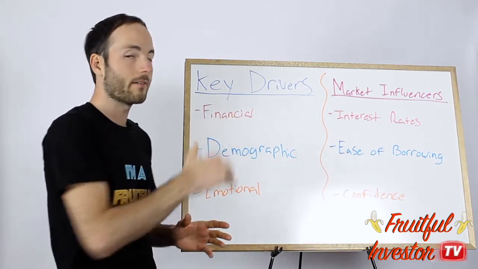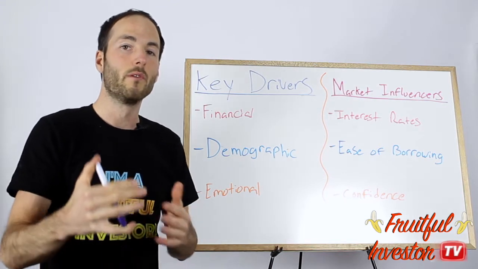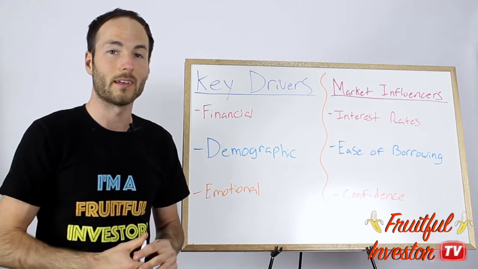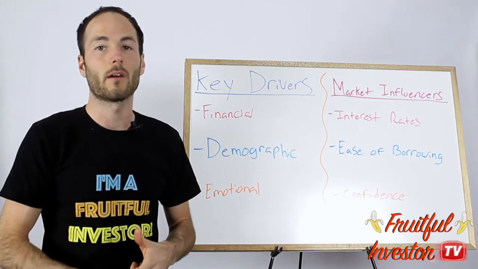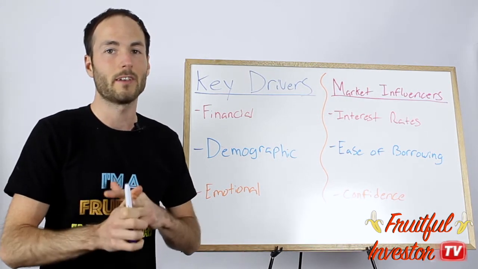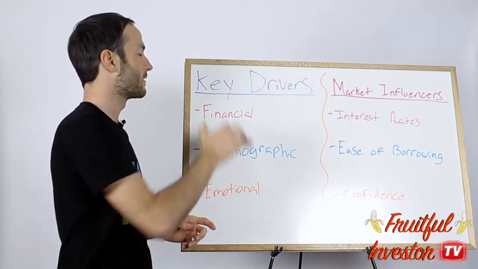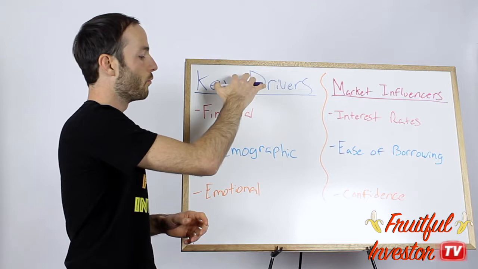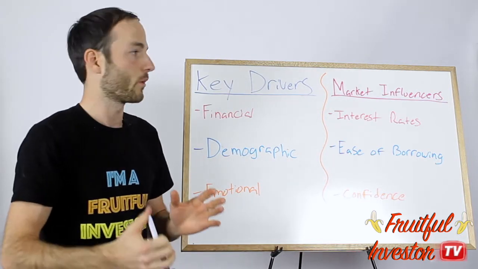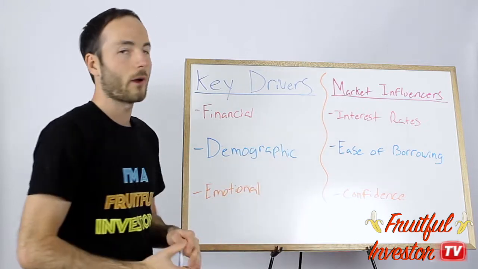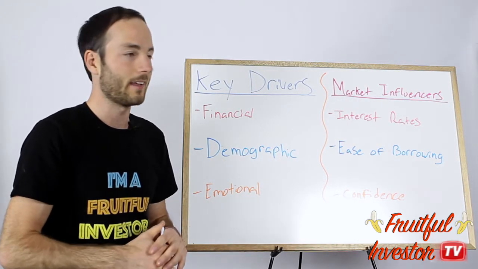Now, the key drivers are the things that actually move the real estate cycle from one phase to the next. These are the really important things, such as GDP growth, job growth, population growth in a specific area. These are the things that actually drive the real estate cycle. The sophisticated investors like us focus on these things, whereas the average investors in the media specifically focus on the market influencers, and we'll get into that in a little bit.